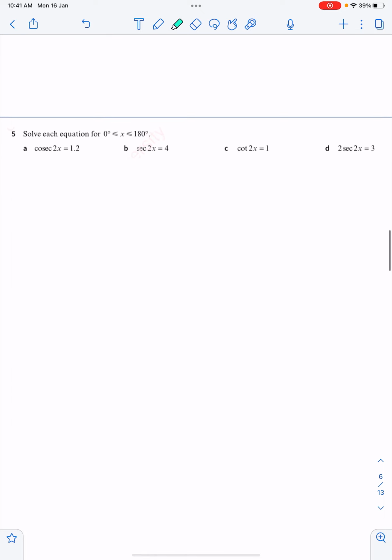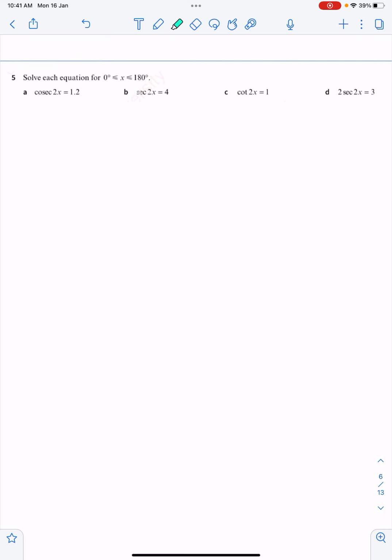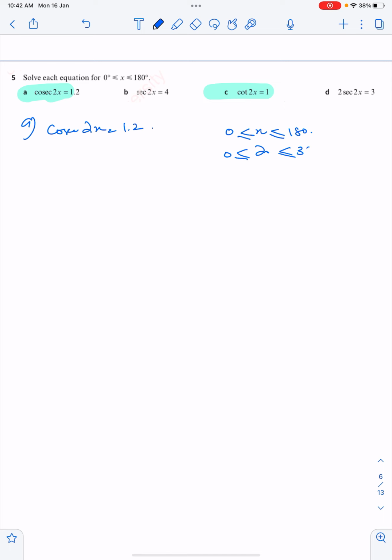Let's move on to the next question. Solve each equation for x greater than 0 and less than or equal to 180. Now we have to keep the angles in degrees in the calculator. I'm just doing two parts, the first one and the third one. The first one says cosec of 2x equals 1.2. Now we have multiple angles here, it's 2x. First of all, we'll alter the range. X was between 0 and 180, so since here we have 2x, 2x will be between 0 and 360. That means we have to look for all the angles between 0 and 360.